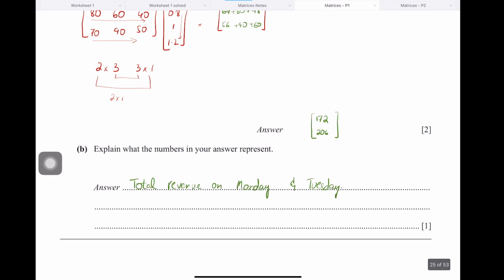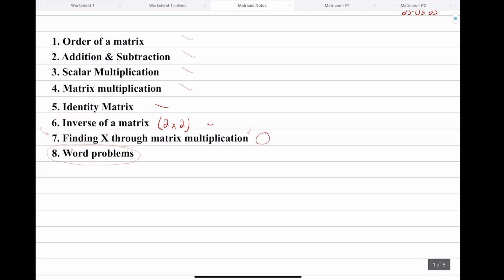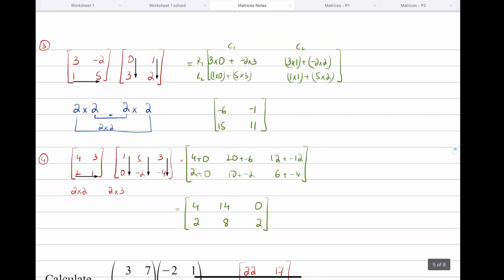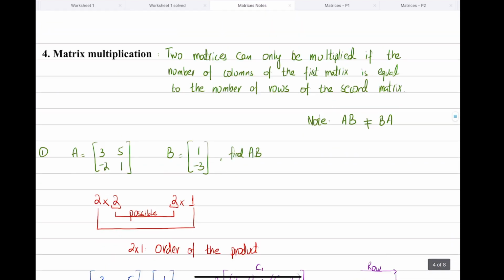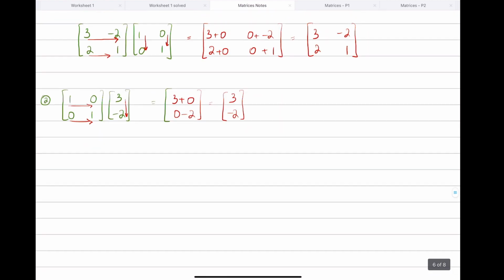Acha, while I was going through these past papers, I realized that there is one concept that we should cover. It's part of the identity matrix only. So where's the identity matrix? Here it is. Okay.